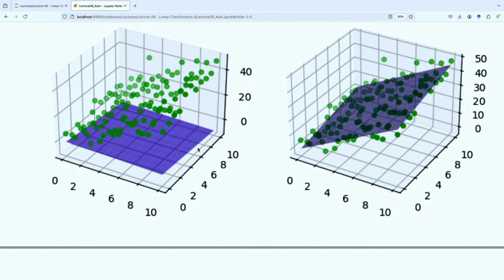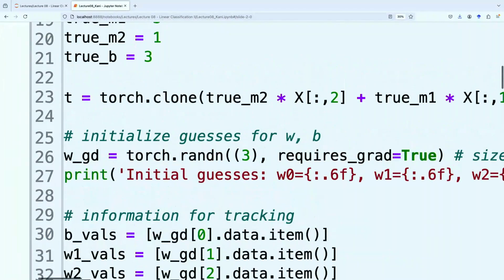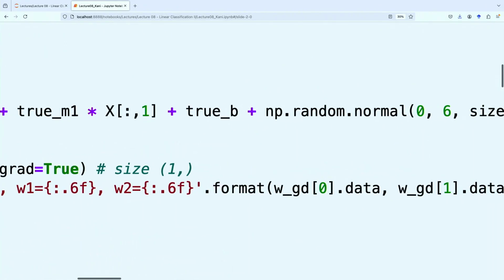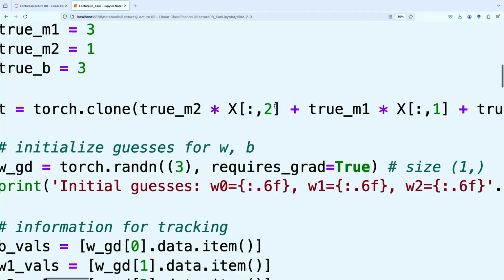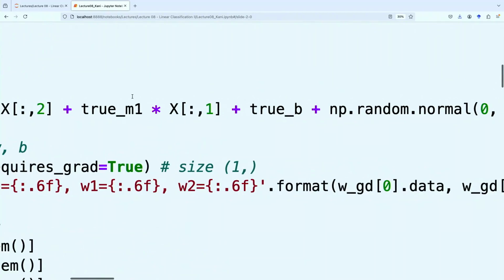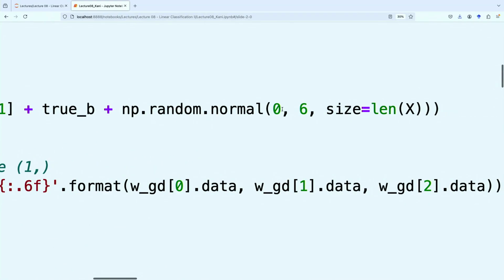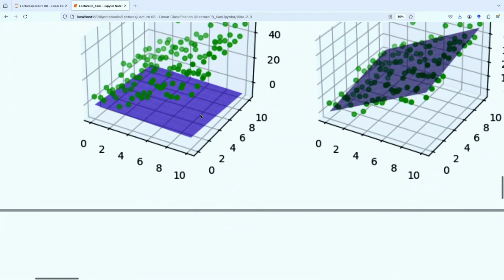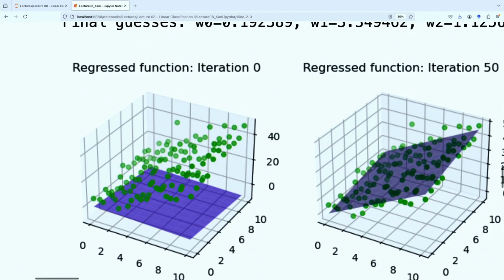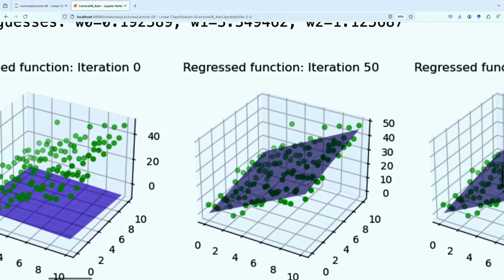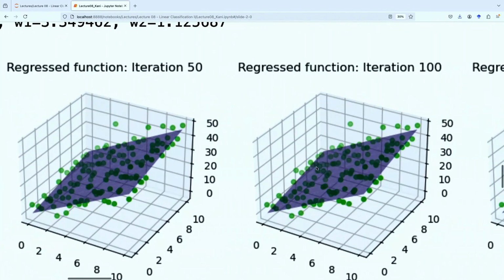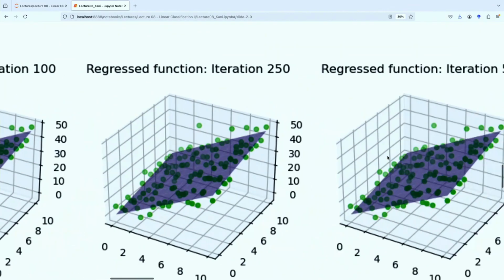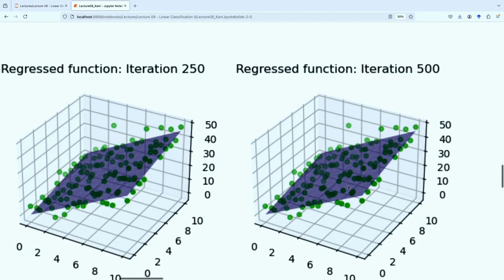One of the little tricks I found is that if you use np.random.normal, it gives you a value that's usually very close to 0, which makes sense because I'm setting the mean to be 0. So we have a plane that's very close to flat, and after 50 iterations it goes closer to the points, and closer and closer. After 500 iterations, this plane looks pretty much dead on to describe the synthetic data set.